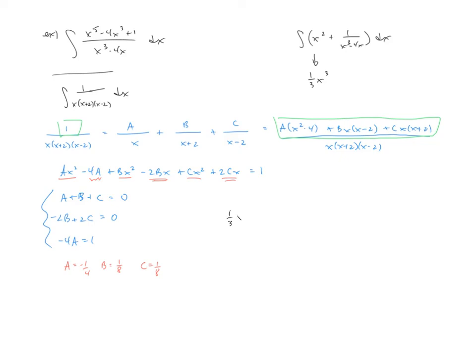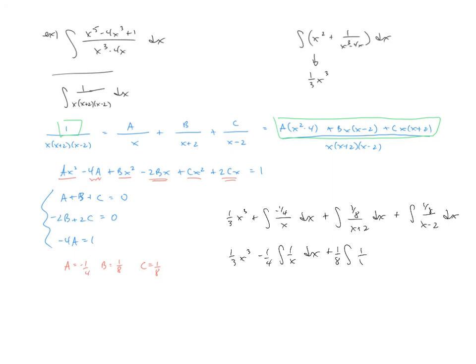I'm going to have my 1/3 x cubed from above, and then plus the integral of negative 1/4 over x dx, plus the integral of 1/8 over x plus 2 dx, and then plus the integral of 1/8 over x minus 2 dx. And so you might clean this up just a little bit if you want to. However you handle these at this point, I feel is kind of up to you. So all I'm doing right now is taking out the constants, and then we'll integrate as usual.